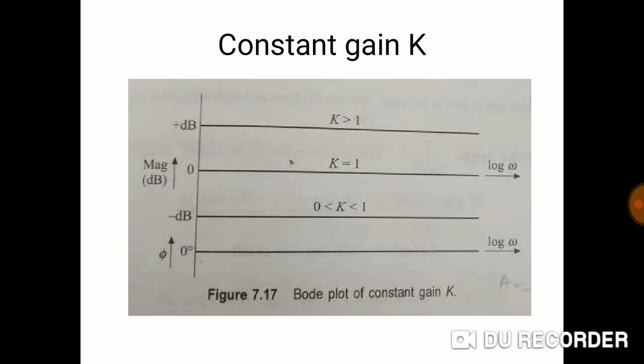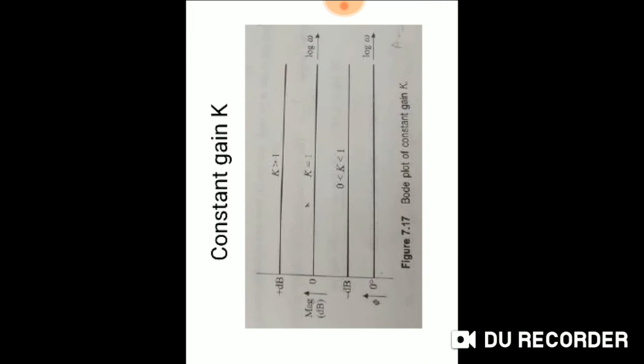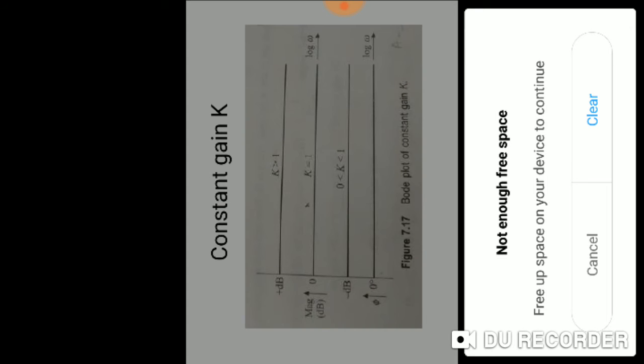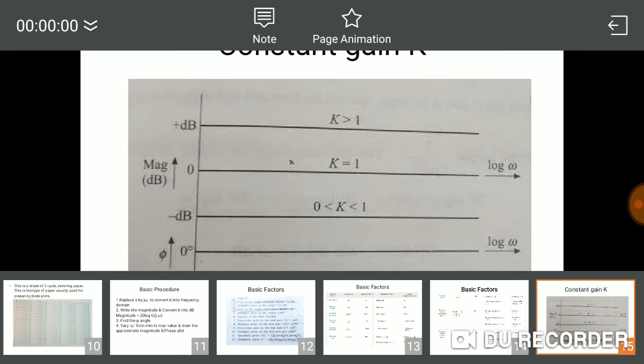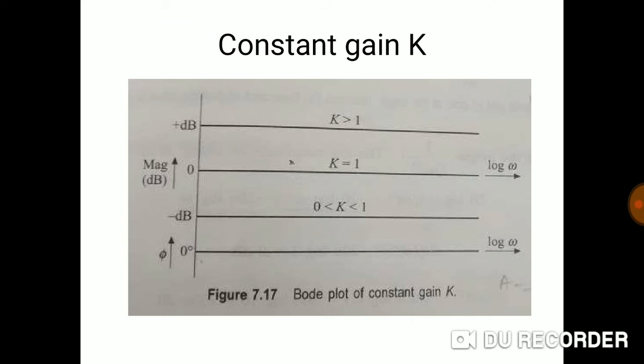First one is the constant gain k. If k is present, you have to find the magnitude for that, 20 log of 12, 20, 15, whatever it is, you will get a value in dB, and you have to draw the line for that. If k is equal to 1, definitely a 0 dB line will be there. If k is greater than 1, you will get a plus dB answer. If k is between 0 and 1, then you will get a minus dB answer.